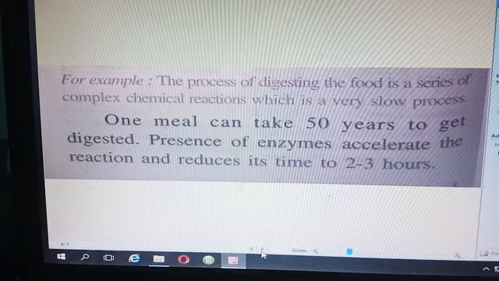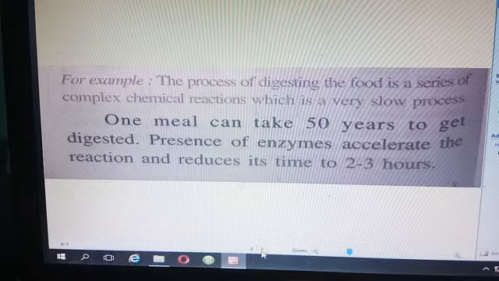If one meal takes 50 years, and what is the average lifespan of a human being now? 80 years. So in our lifetime we would be digesting hardly 2 meals if this were the rate. That is the reason why there are enzymes in our body. Otherwise, in the absence of these enzymes, one meal can take 50 years to get digested.